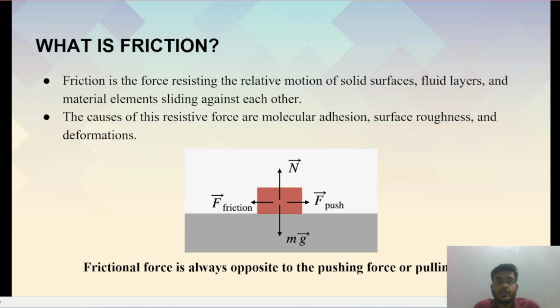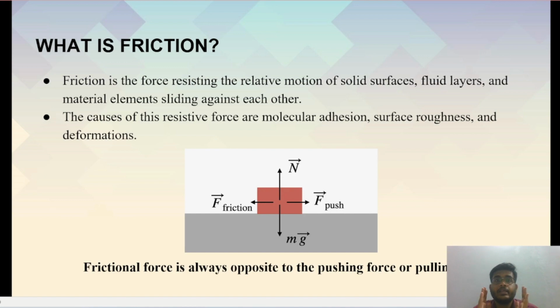So what is friction? Friction is the force resisting the relative motion of solid surfaces, fluid layers, and also material elements which slide on each other. So frictional force is anything which resists motion. The definition of friction is resisting or opposing motion.